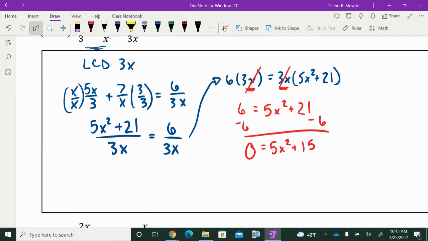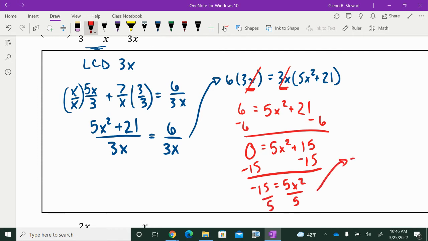So now that everything is set equal to 0, I can subtract 15. So I didn't even have to move the 6 if I didn't want to. I get negative 15 is equal to 5x squared. Divide by 5. I get negative 3 is equal to x squared. And then I'm going to take the square root. So x is equal to plus or minus i root 3.